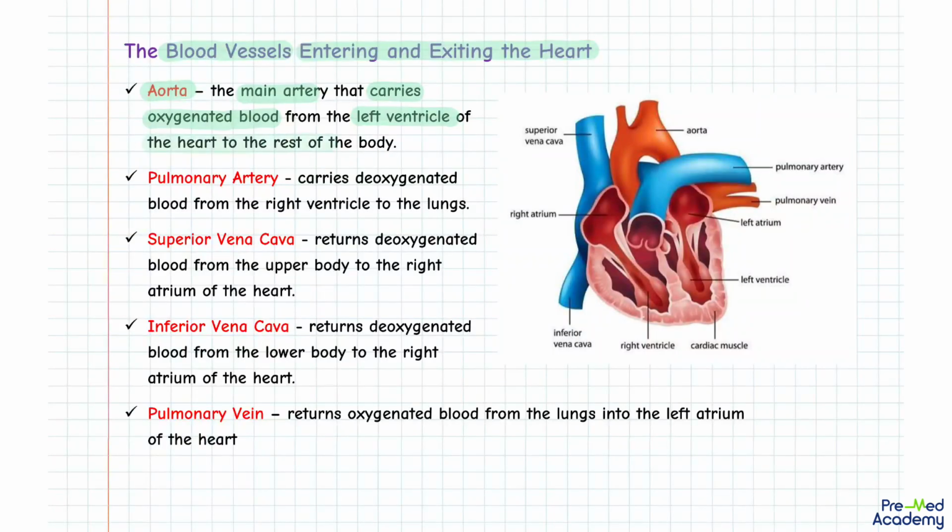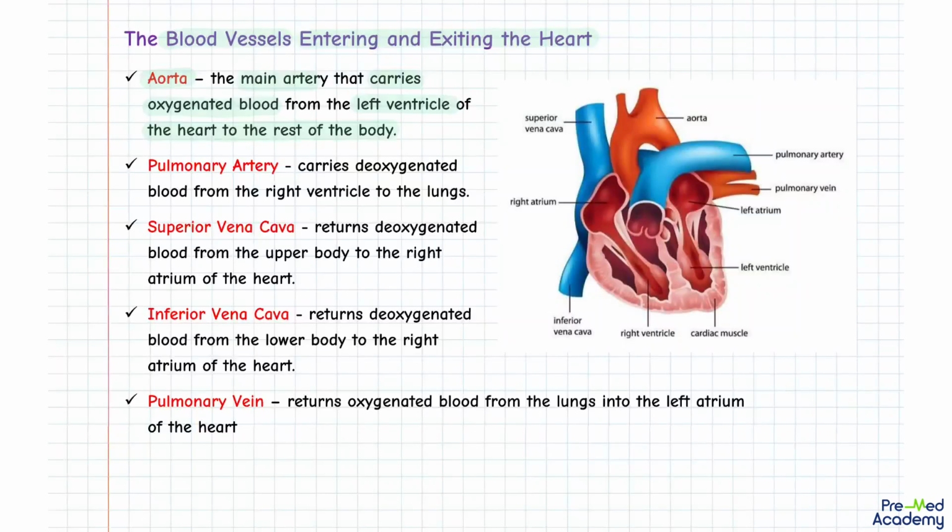It exits from the left ventricle. It is always very easy to recognize in pictures, because it forms an arch. Next we have the pulmonary artery. It carries deoxygenated blood from the right ventricle to the lungs.